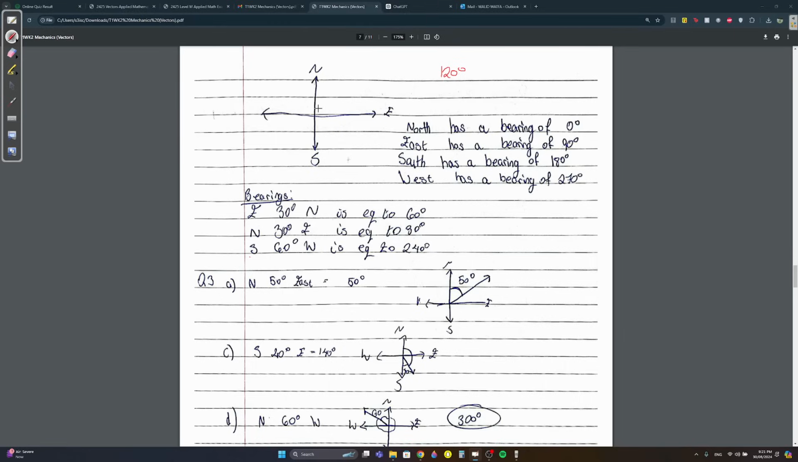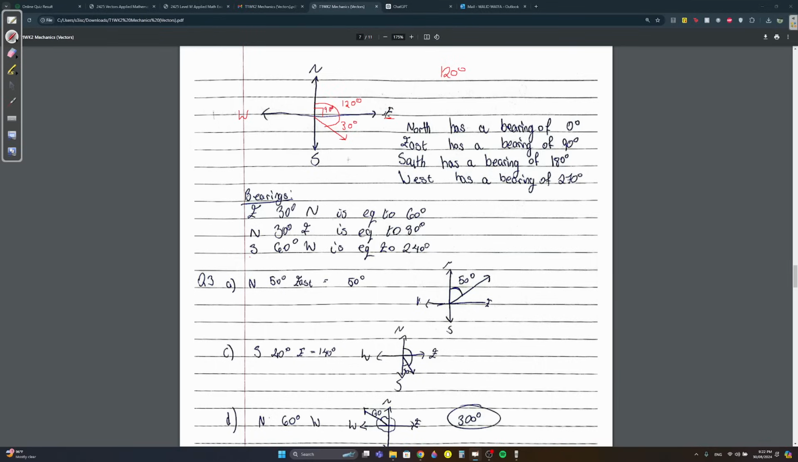My way, the best way for me, if you have a scratch paper, draw north, south, east, west, and draw 120 degrees. We know that the bearing starts at north and it goes clockwise. So 120 degrees would look something like this. Then I ask myself, in what ways can I call this bearing? I could say east. We know this is 90, so this is obviously 30.